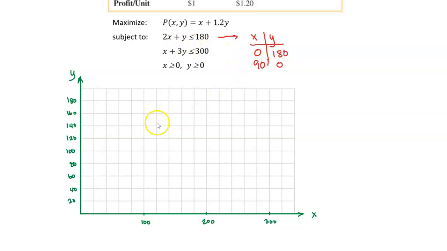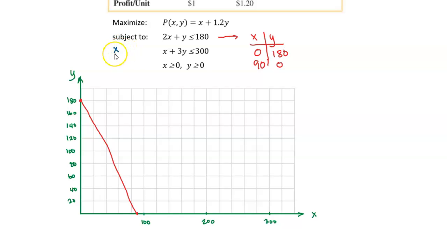All right, so I can graph those 2 points. My y-intercept is 180, and then I have 90, so that's probably about here. I'm just going to connect those 2 points with a line. Let's see how well I can do here. Okay, all right, so there's my line. Now let's take a look at the next constraint equation.